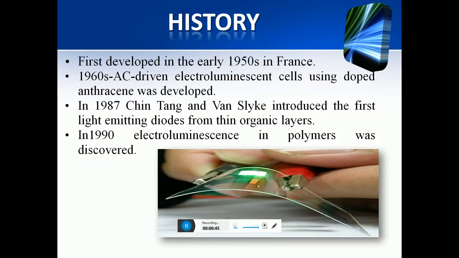The first organic electroluminescence was developed in the early 1960s, using doped anthracene. In 1987, Ching Tang and Van Slyke introduced the first light emitting diode with an organic layer. In 1990, electroluminescence in a polymer was discovered.